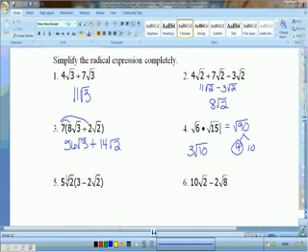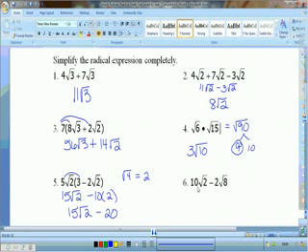For number 5, I'm distributing again. 5 times 3 is 15, so it becomes 15 square root of 2 minus 5 times 2 is 10, and the square root of 2 times the square root of 2 is the square root of 4, which is 2. So this is 10 times 2, so this is 15 square root of 2 minus 20.